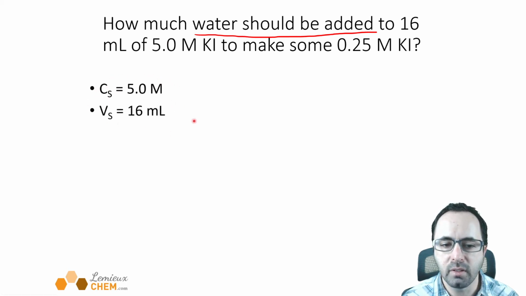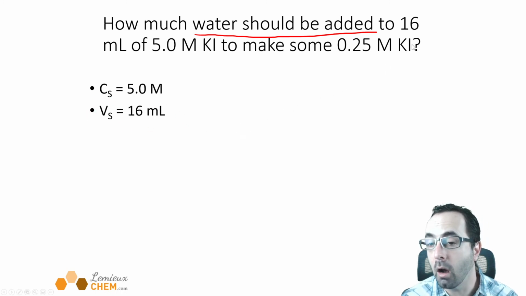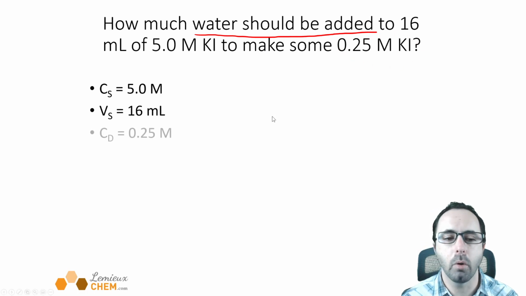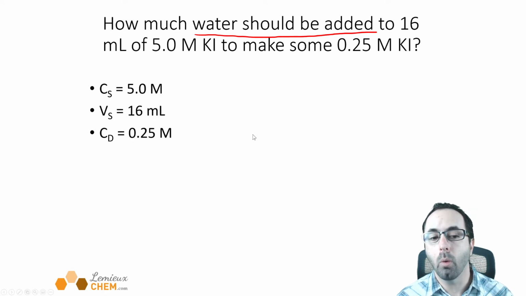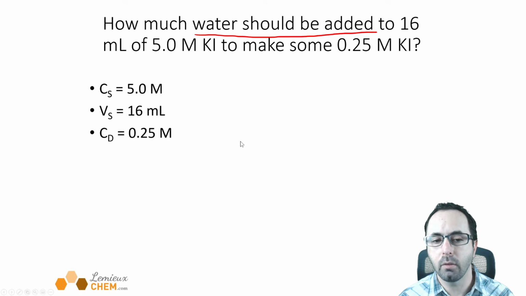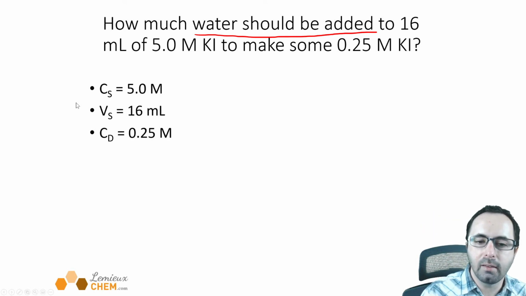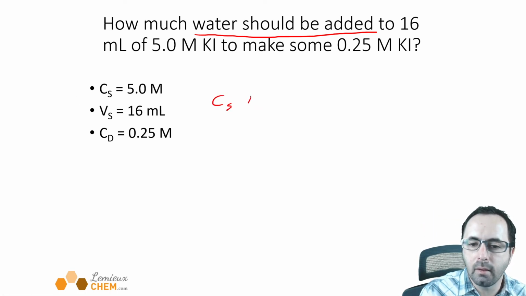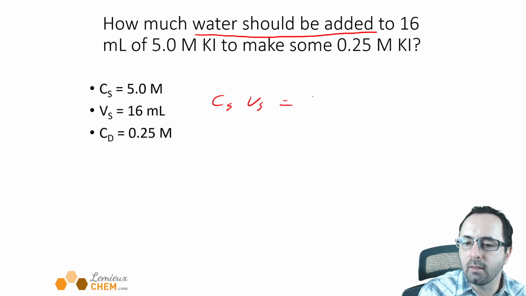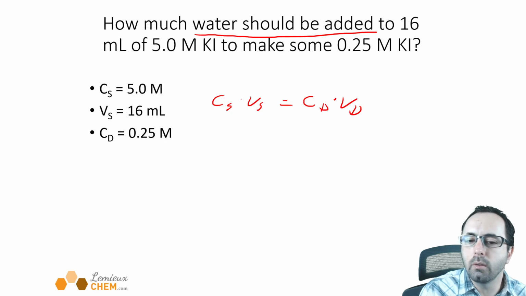We're going to use 16 milliliters of it. So that's our volume of our stock solution. The concentration of the diluted solution that we want is 0.25 molar. So CD is 0.25 molar. What we want to know is what is the volume of that solution. Okay, so we're going to use CSVS equals CDVD. And we know to use this because we have a dilution.